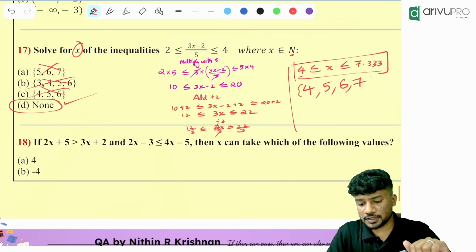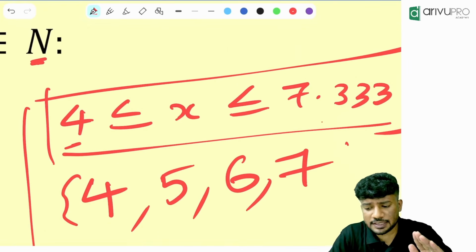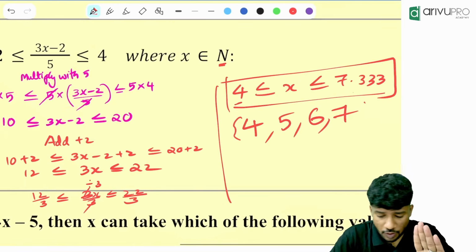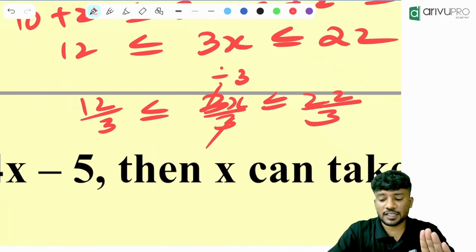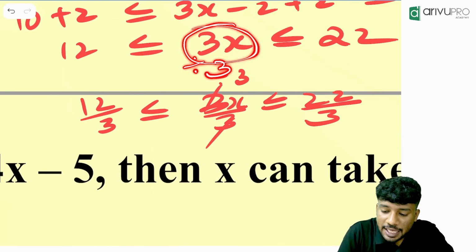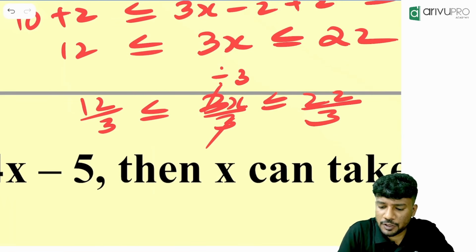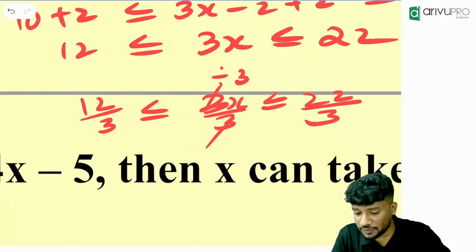Explain last step. So you understood how it became 4 less than or equal to x less than or equal to 7.33? Which one you are implying? We need to divide everything with 3. Why did we divide everything with 3? Because we don't want 3x over here. We just want x. So we divide everything with 3.